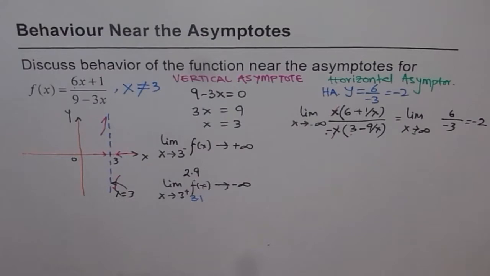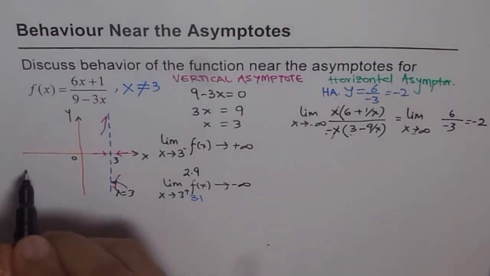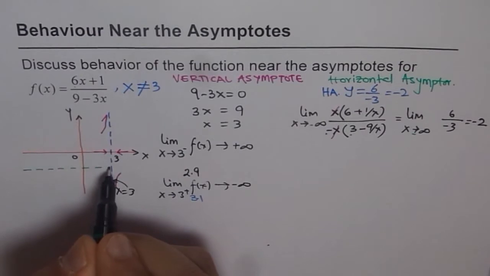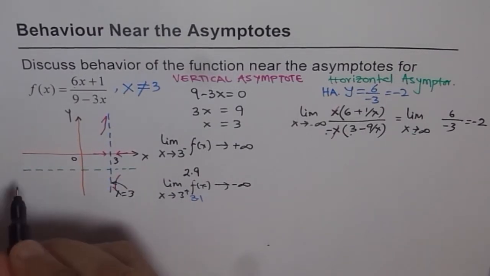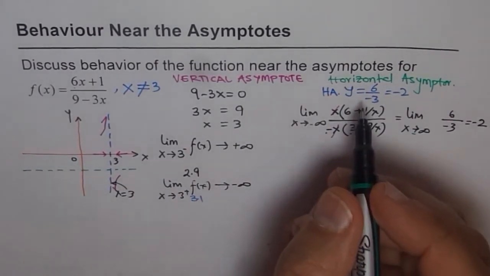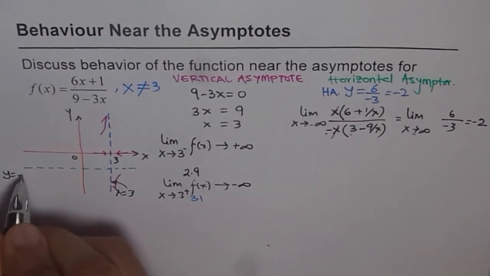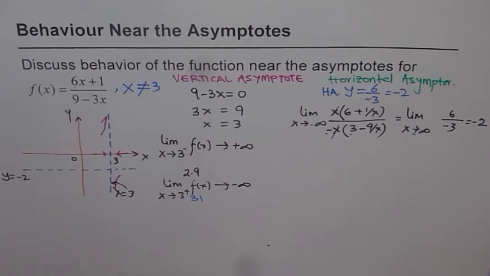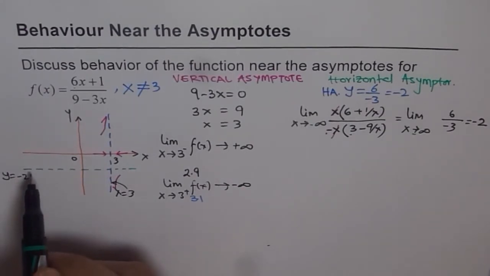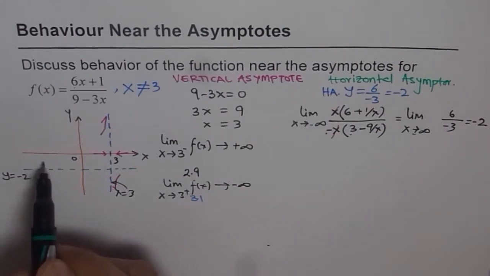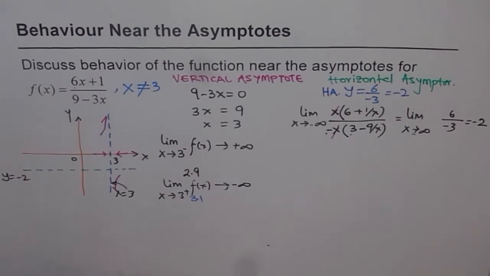So let me draw this horizontal asymptote here. Let us say this is minus 2 for us, and we'll draw this as our horizontal asymptote. The equation of this horizontal asymptote, as you have seen, is y equals minus 2. Now let's see the behavior of the function as x approaches plus infinity and minus infinity. What we are trying to figure out in this case is, do we approach minus 2 from above or below? This is what we're trying to figure out, right?